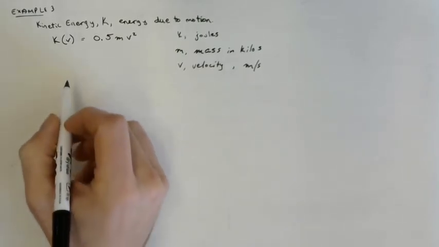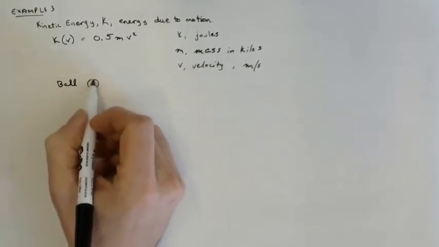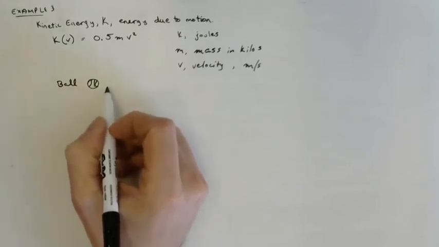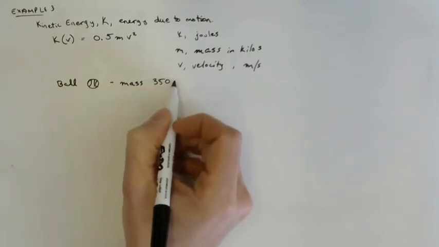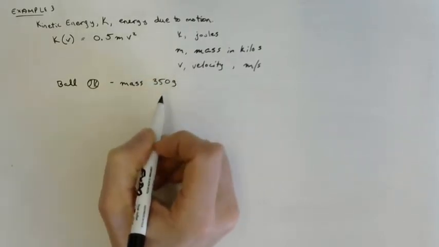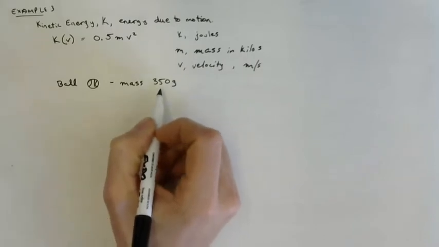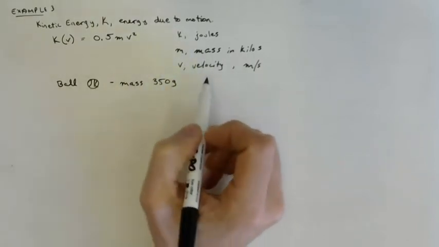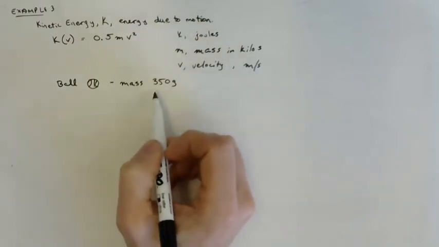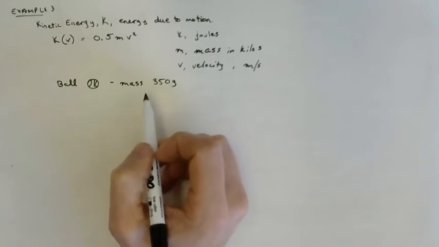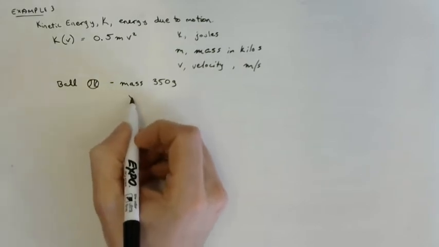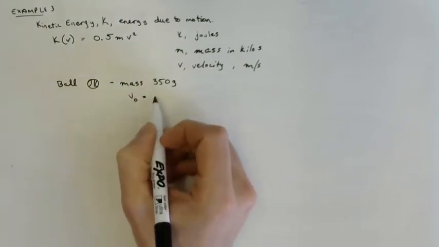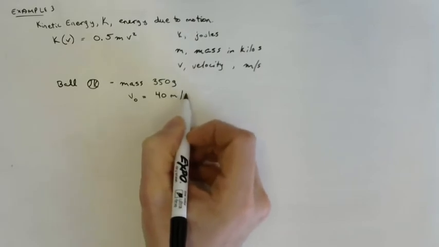Suppose we have a ball. The ball has a mass of 350 grams. It is thrown vertically. We're going to be converting here, by the way, because in our formula mass is in kilos, and here we have mass in grams. Anyway, suppose the ball with 350 grams is thrown vertically upward at an initial velocity, V naught, of 40 meters per second.